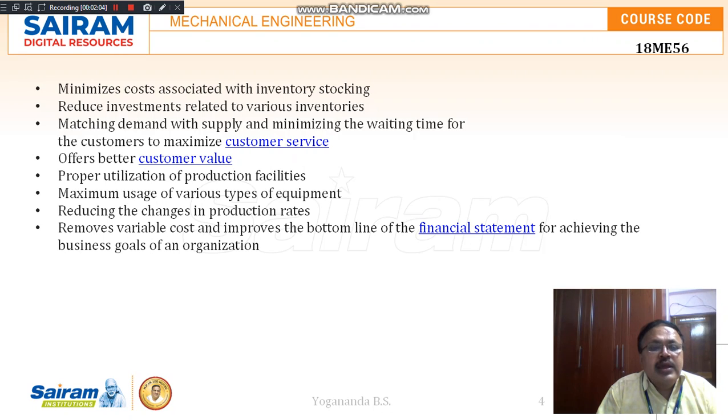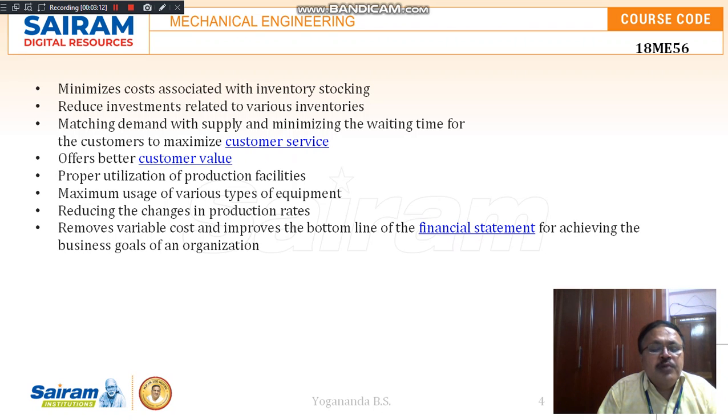So what is the need of aggregate planning? It minimizes the costs associated with inventory stocking. It reduces the investments related to inventory, so that excess raw materials or finished goods storage will be avoided. Even stocking of inventory leads to various types of costs. By having suitable aggregate planning on production, human resources and material storage, the associated costs will be minimized. Aggregate planning will match the demand with the supply and minimize the waiting time for customers, so that customer service will be maximized and timely supply of finished goods is ensured, instead of making customers wait for a longer time.